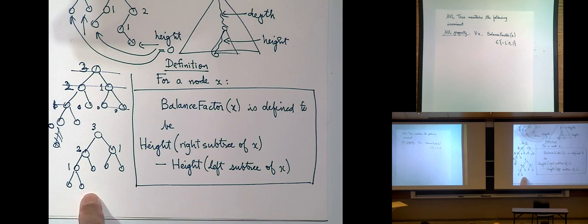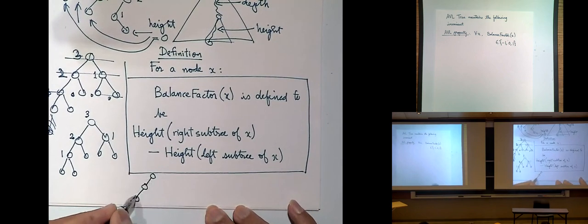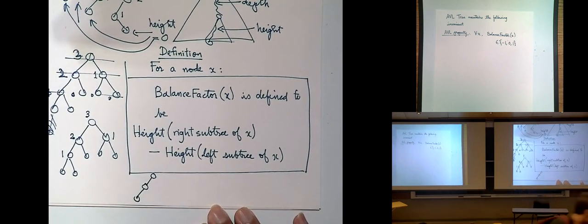So this is an AVL tree. But this tree is not an AVL tree. This tree is an AVL tree. Does that make sense? Yes?